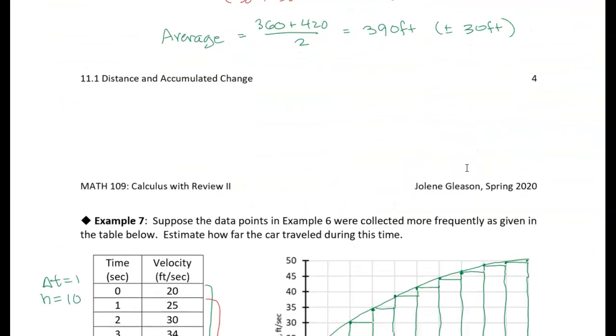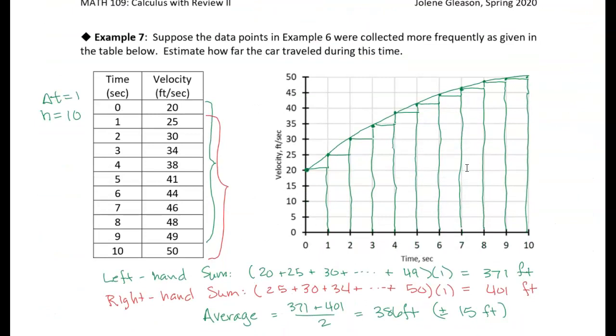Okay, and then we did another example where we did essentially the same problem, only we're sampling the velocity at a higher rate. So we've got velocity data for every second instead of every 2 seconds. Okay, so we can get a lot better estimate, right? So we did the left-hand sum and the right-hand sum in the same way, but you can see that the difference between the two is a lot smaller, and then we average the two to get the estimate.